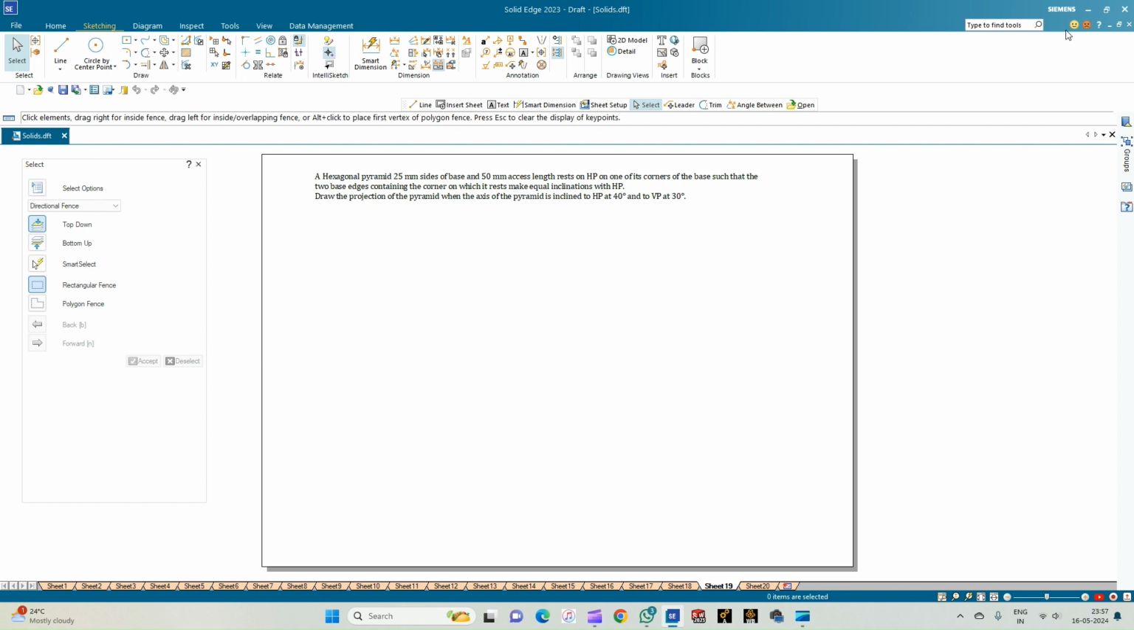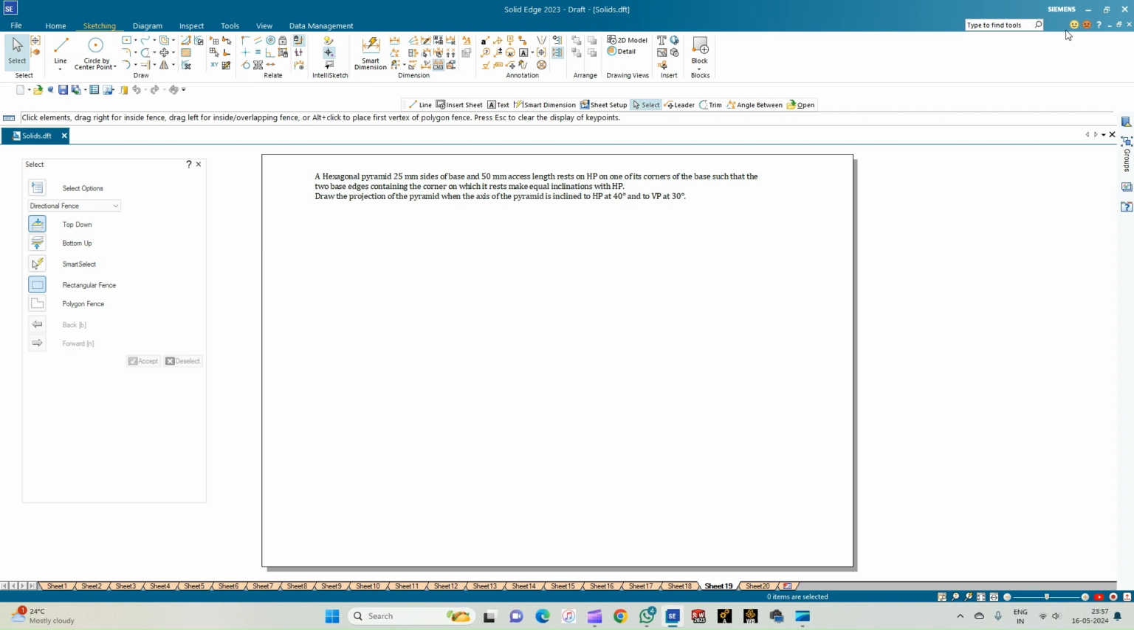So here we can understand that the type of the solid given to us is a hexagonal pyramid, and each edge of the hexagonal pyramid measures 25 while the axis measures 50. Next is the resting condition. So it is resting on one of the corners, and the two edges containing this corner are making equal inclinations with the horizontal plane. So this is the resting condition, which is very clearly given. Also, with respect to the VP, it is the axis that is inclined, and also with respect to the HP, it is the axis which is inclined.